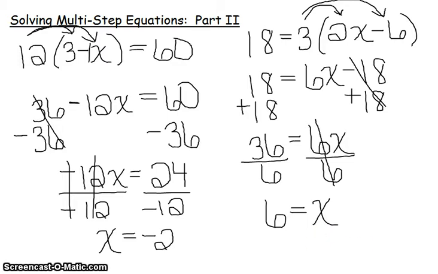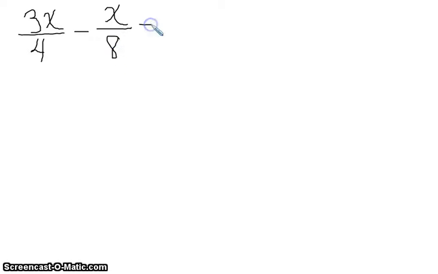Alright, so now what I want to do is look at one with fractions. So let's take a look at this problem here: 3x over 4 minus x over 8 equals 5.